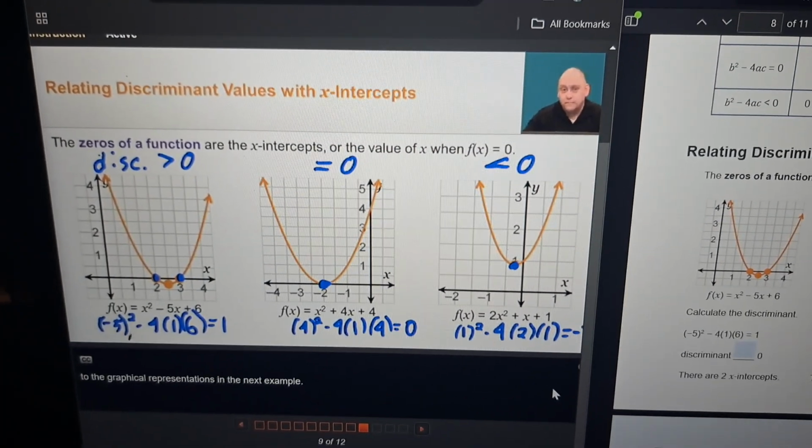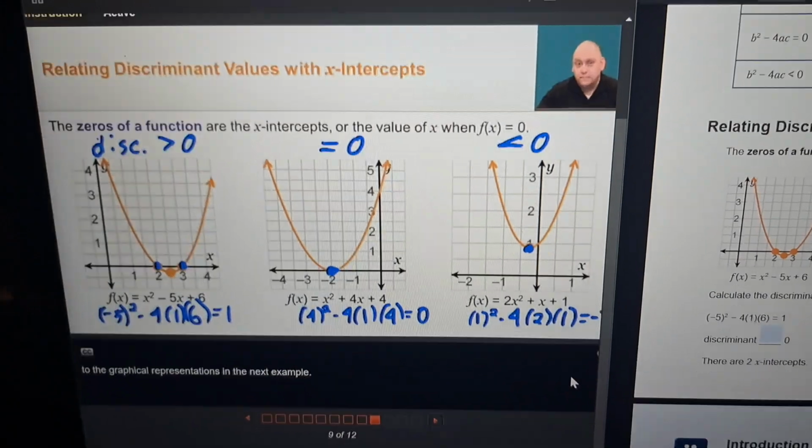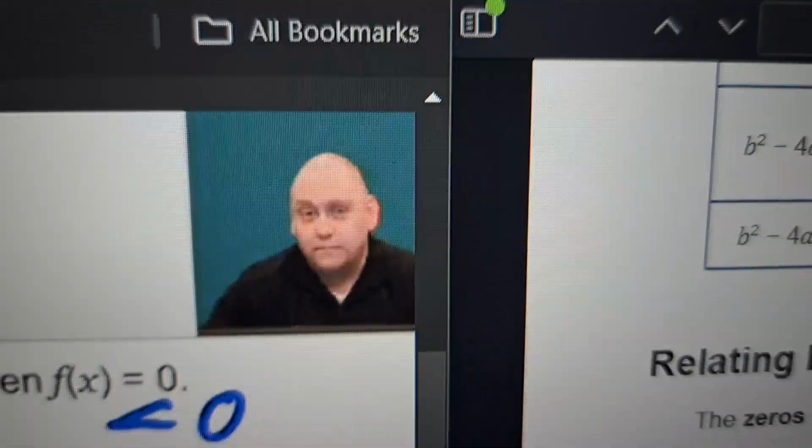Yay! What's with this guy's stupid face?